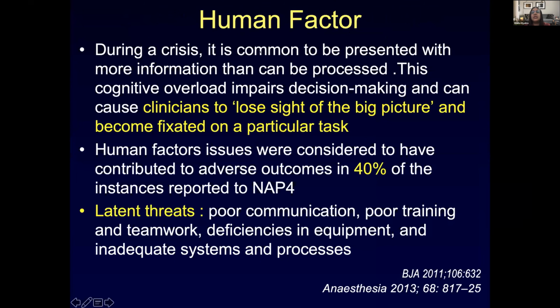And just coming to the other aspects is the human factor. Now, this is very, very important. Now, what do you mean by the human factor consideration? When you're faced with an unanticipated difficult airway, it's not just your technical skills, it's your non-technical skills that are also very important, right?